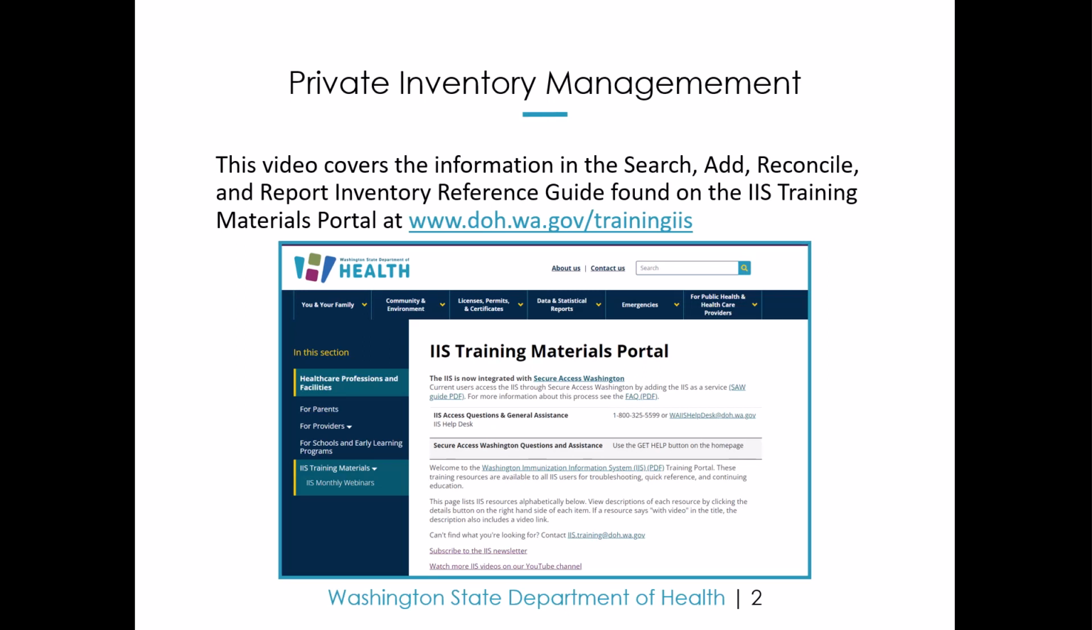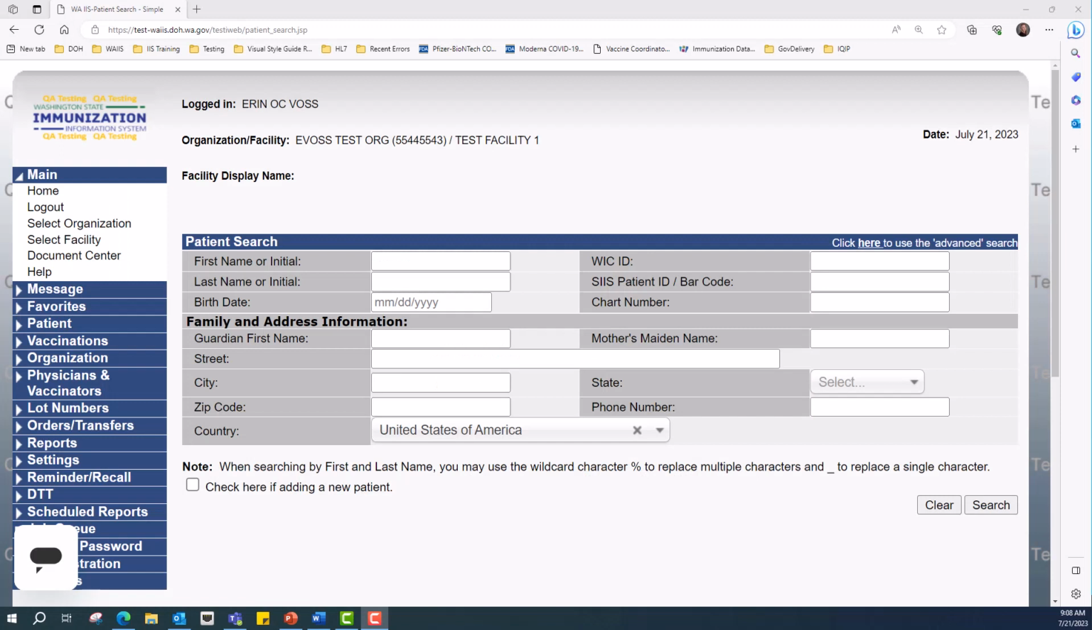www.doh.wa.gov/training-IIS. Once you've logged into the IIS with your username and password, you can add inventory, as long as your IIS account has the appropriate user permissions. If you do not have access to the lot numbers heading in the navigation menu on the left, please reach out to the IIS help desk.